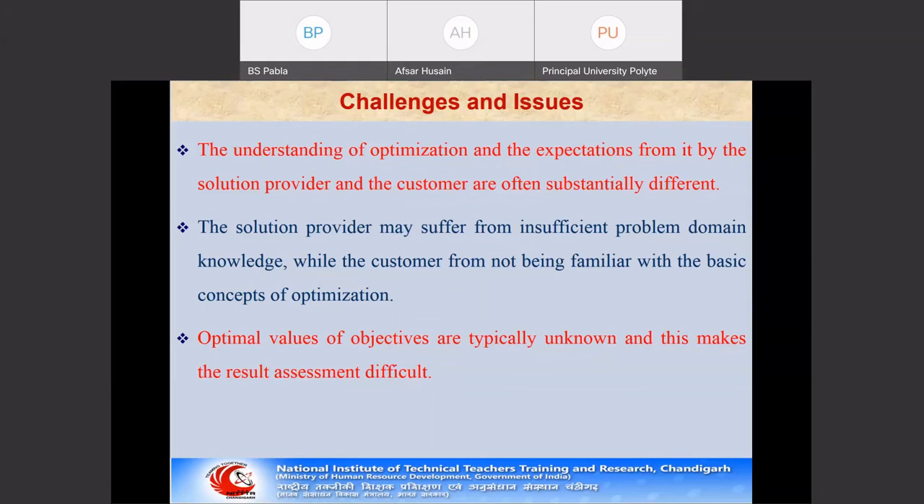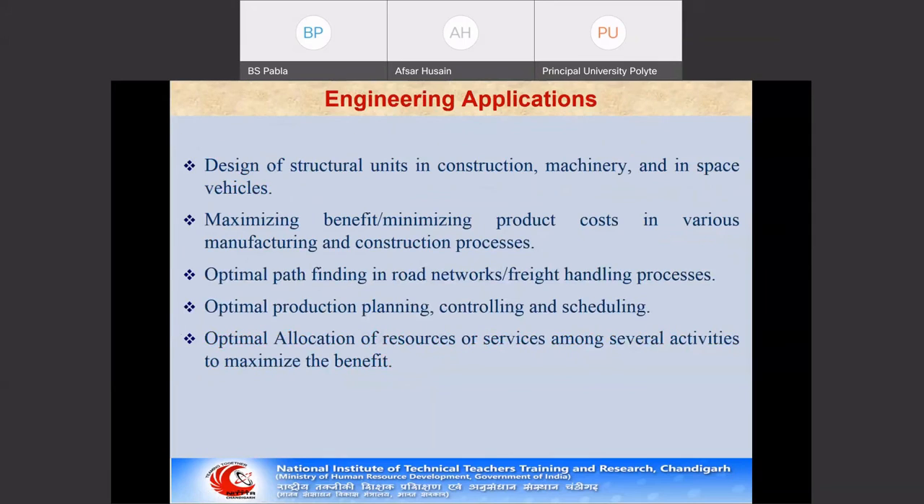Optimal values of the objectives are typically unknown. They do not have an idea what the typical value should be. Then you do not know where to stop. Anyway, these are some of the applications.